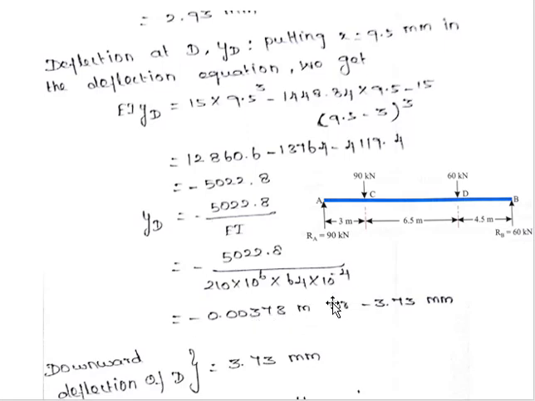This answer will come in meter only. You finally convert that meter into mm. Final answer 3.73 mm. So it also comes in negative, so it is also a downward deflection. Downward deflection of the beam at point D equals 3.73 mm.